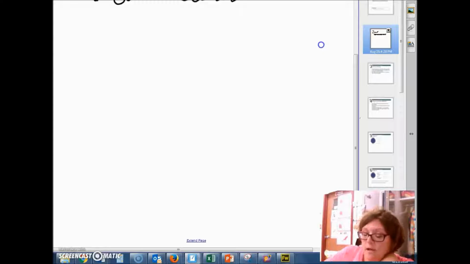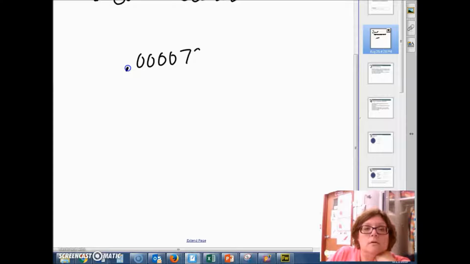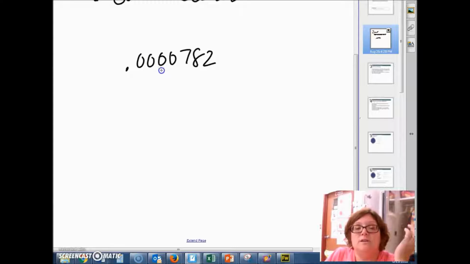All right, let's think about small numbers now. What if you have a number like this? I can't even tell you how we would name that. It would be tenths, hundredths, thousandths, 10,000ths, 100,000ths. So 7 100,000ths. So the number's too small. But we can make it easier to work with.